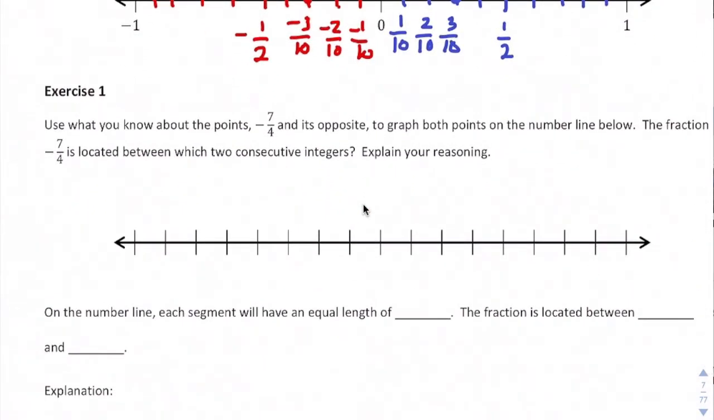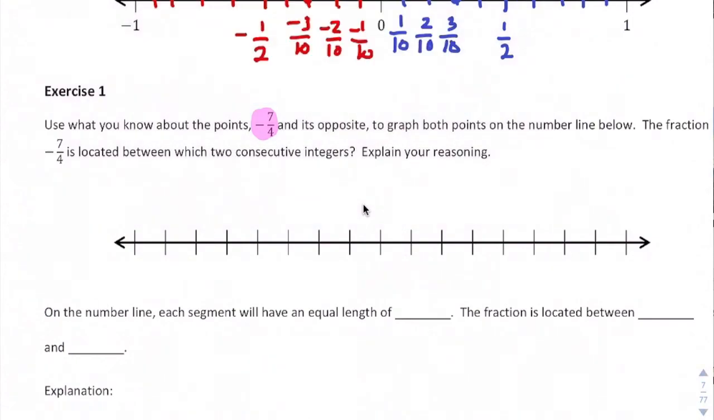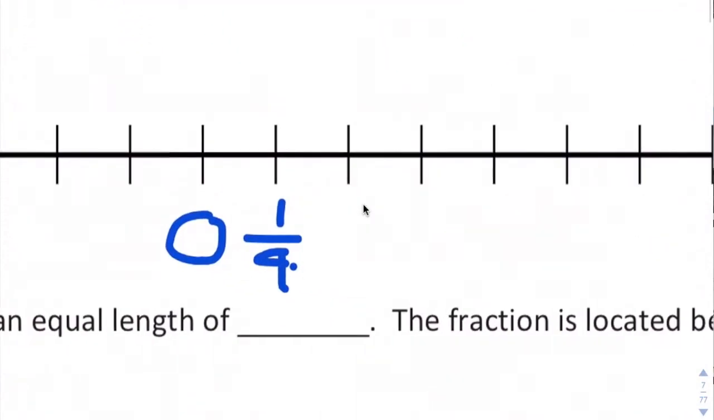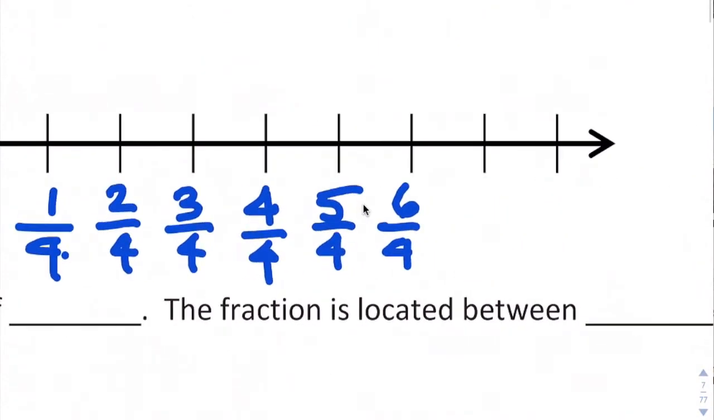Okay, so here we've got another example. We're asked to find negative 7/4 and its opposite on the number line. So let's go ahead and start with that. I'm going to throw 0 maybe here, and let's count by fourths. That'll help us get to 7/4. So 1/4, 2/4, 3/4, 4/4, or 1, 5/4, 6/4, and 7/4.